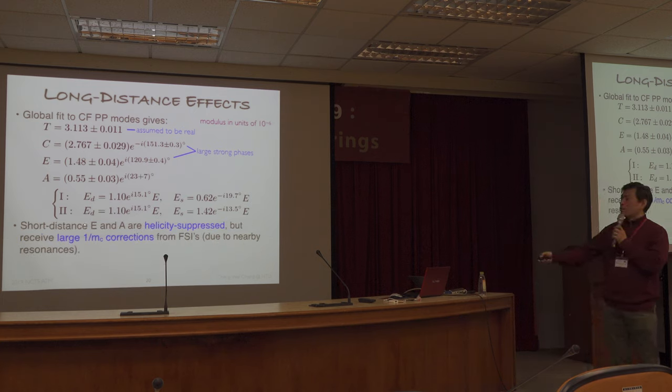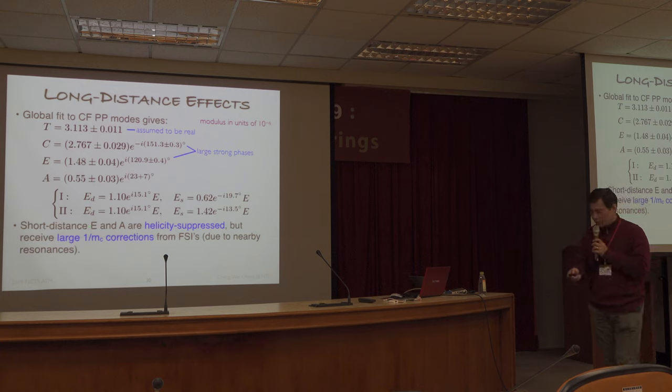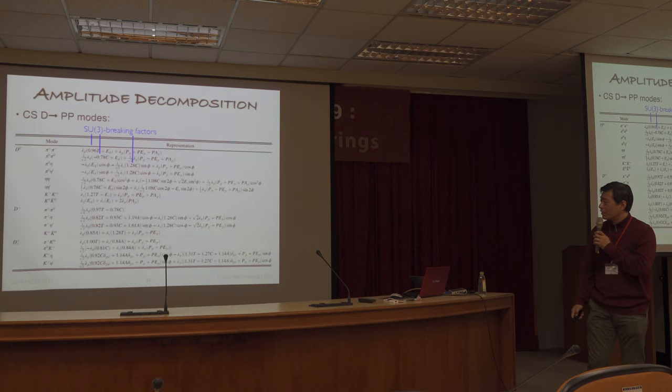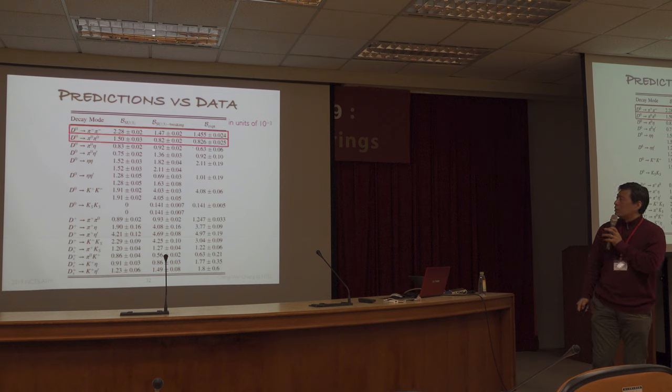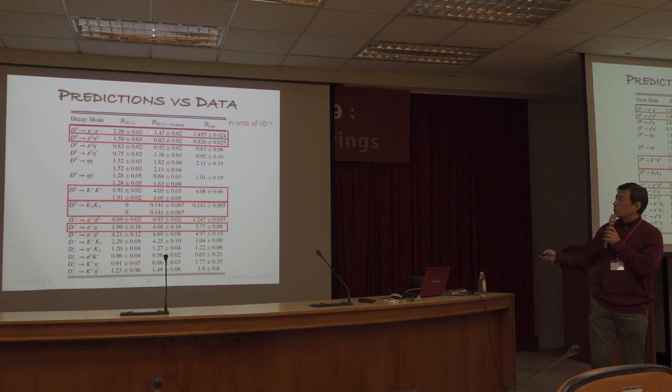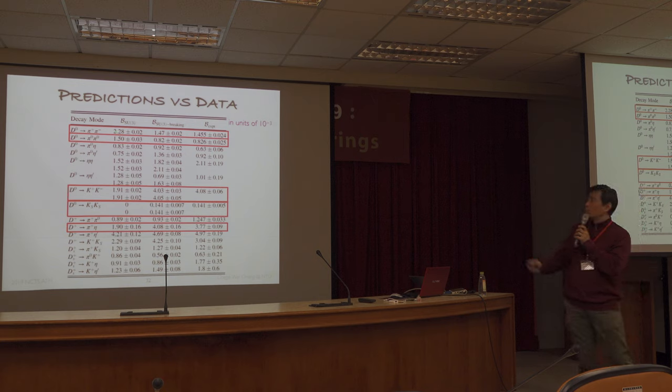And also, the short distance exchange and annihilation diagrams are usually suppressed, but they receive large corrections from final state interactions. And let me just flash this to show you that we include the SU(3) breaking factors in all the decay amplitudes. And so here is our prediction for the branching ratios, with strict SU(3) or including SU(3) breaking. So you can see here I highlight certain modes where you can see significant improvement from SU(3) symmetry to SU(3) breaking when compared with the experiments.